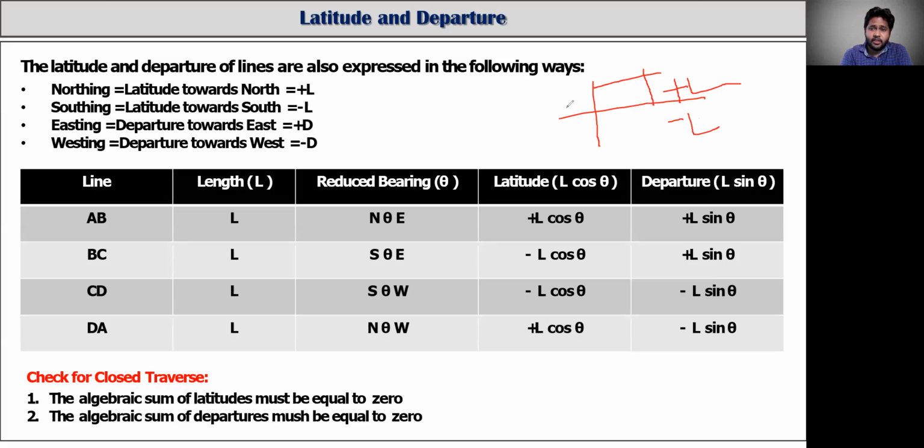East departure is plus D and west is minus D. Plus departure and minus departure. How you are measuring, that is more important.